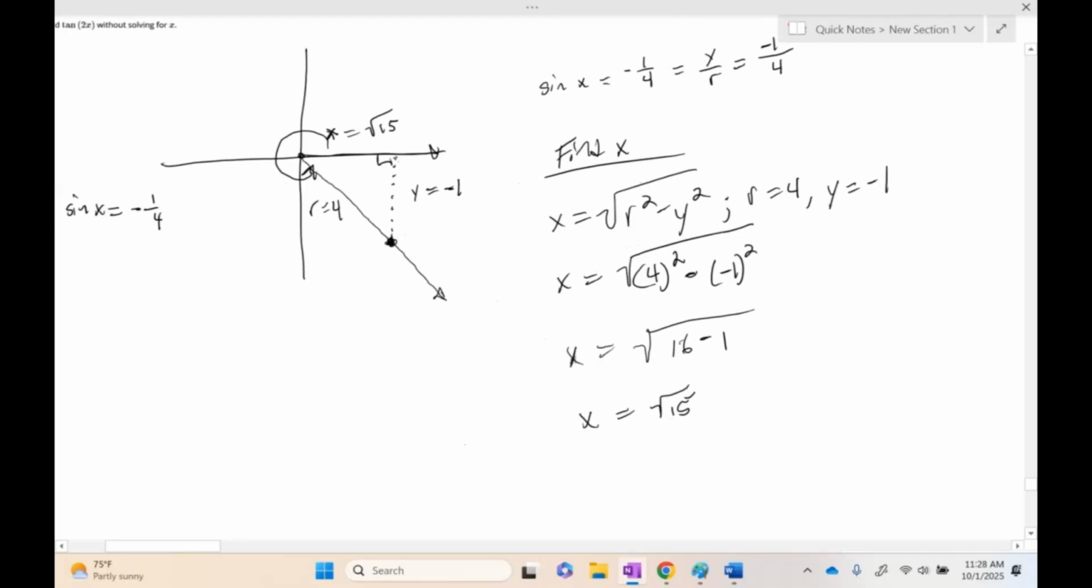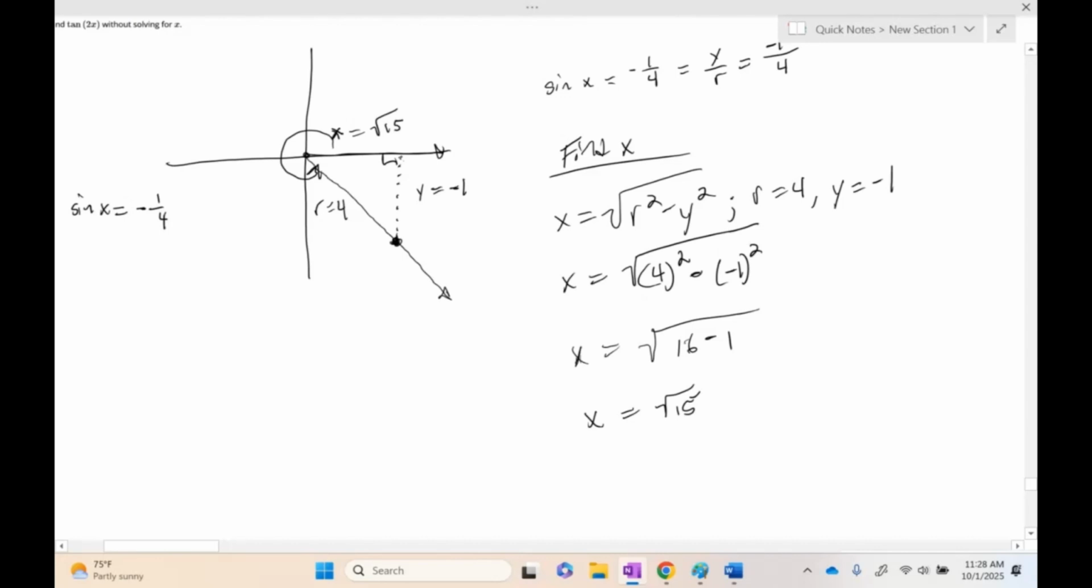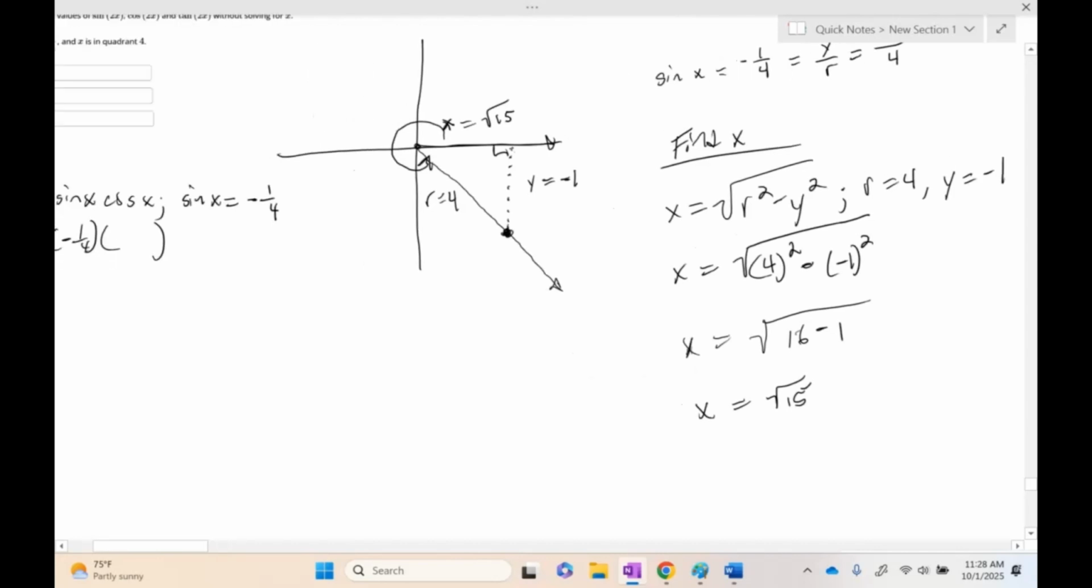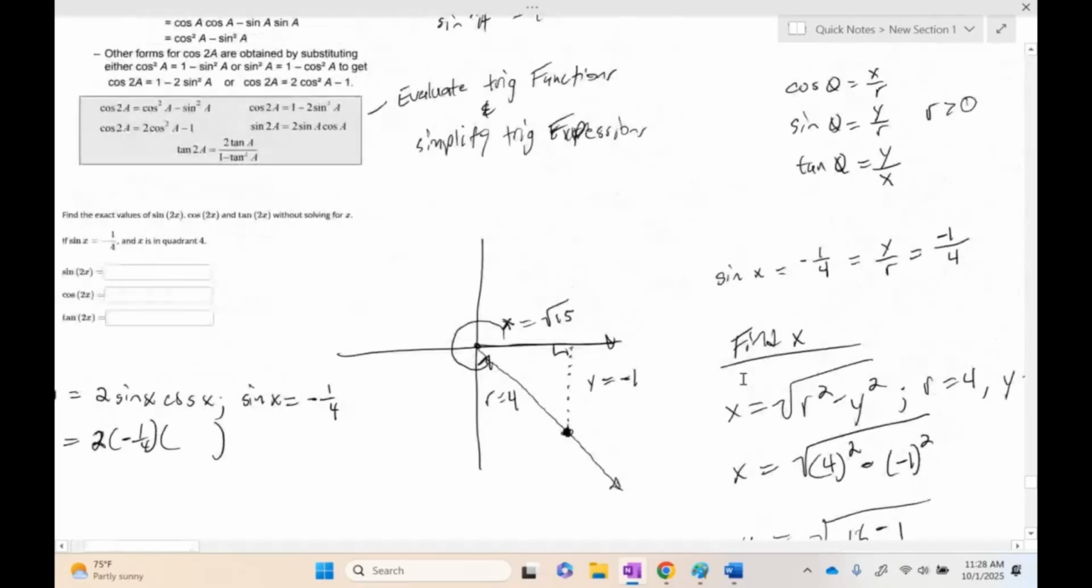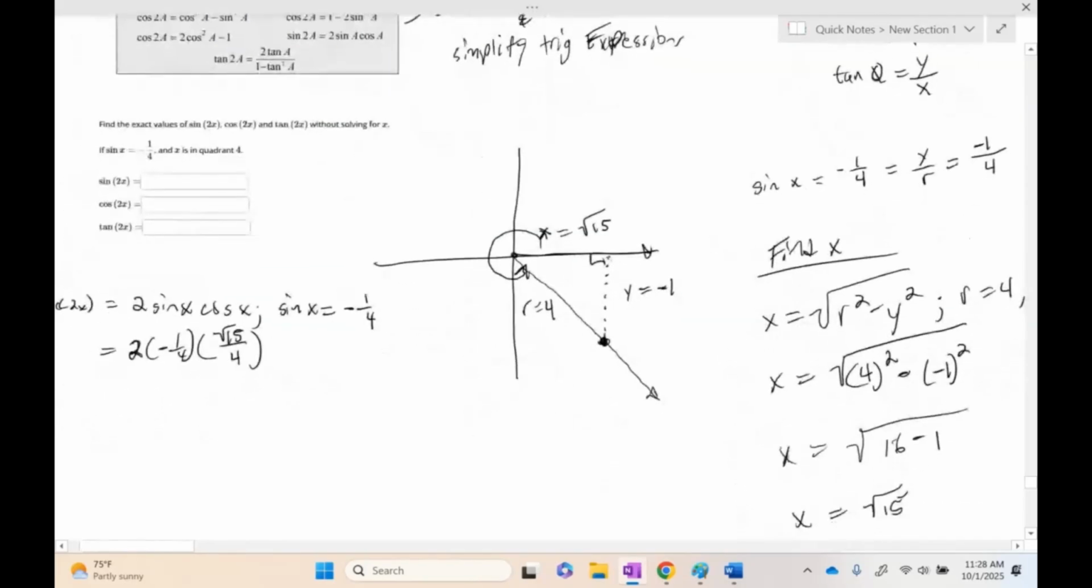So now we have x, y, and r. So based on the values that we have, what is the cosine? Well, the cosine is going to be the x value, which we just found is the square root of 15, divided by the r value of 4. So we have the square root of 15 over 4.